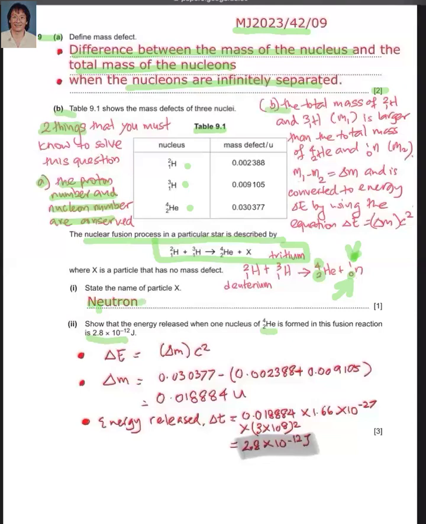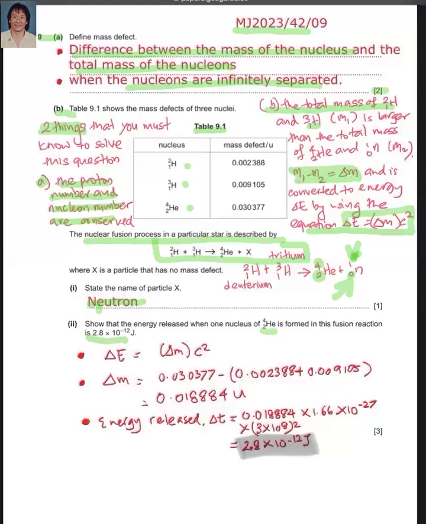The second thing you need to know is that the total mass of deuterium and tritium, which is M1 gram or kilogram, is larger than the total mass of helium and neutron, M2 gram or kilogram. So M1 minus M2 is the mass defect, delta M, and is converted to energy by using the equation delta E equals delta M, the mass defect, times c squared. So now we can do your part 2.